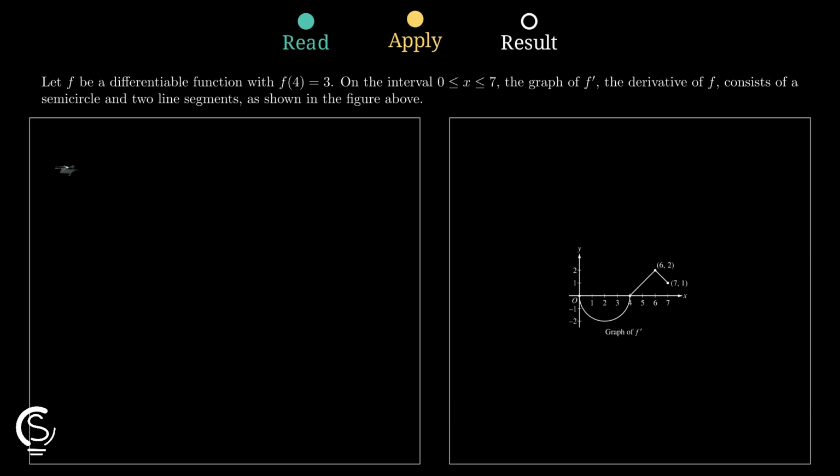Next, we identify points of inflection where the derivative changes from increasing to decreasing. Looking at the graph, this happens at x equals 0, x equals 2, and x equals 5. Finally, analyze g(x) by checking where its derivative is negative. This occurs when the graph of f' stays below the horizontal line y equals 1.